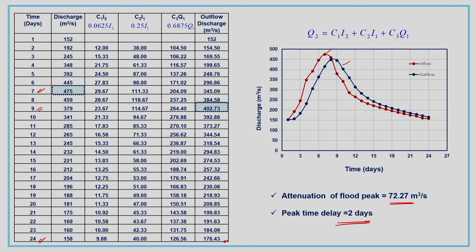So, here we have solved 2 examples. First one was related to coefficients k and x required for the Muskingum routing. And second example, we have been given the values of k and x and inflow hydrograph. By making use of these data, we need to compute the outflow hydrograph. We have computed the outflow hydrograph and the required details put in the questions. We have made use of the Muskingum equation for the computation of outflow.